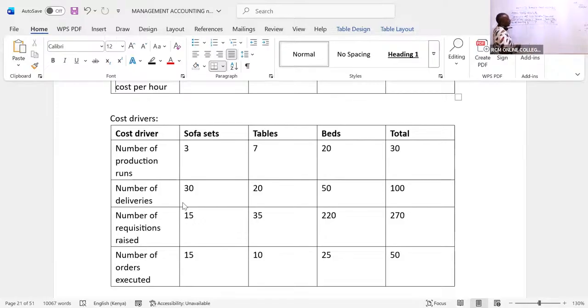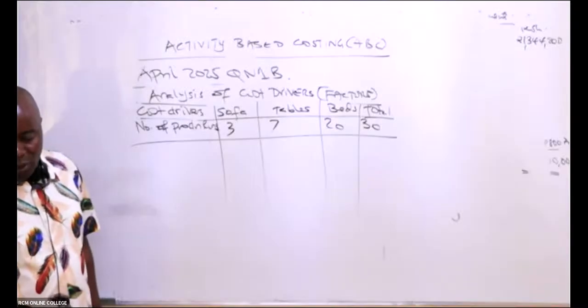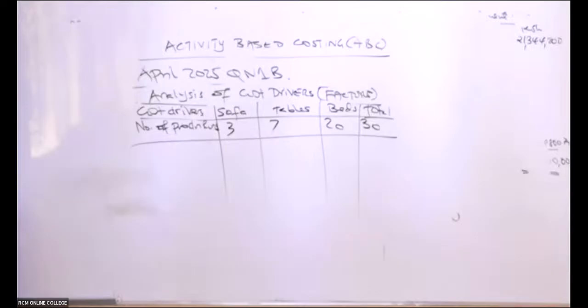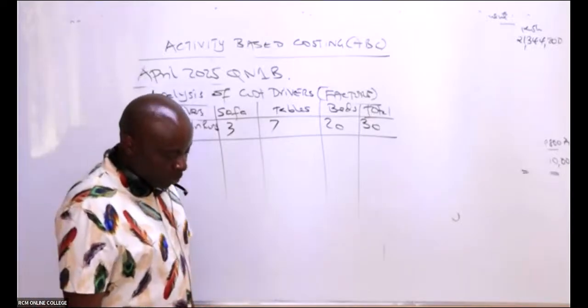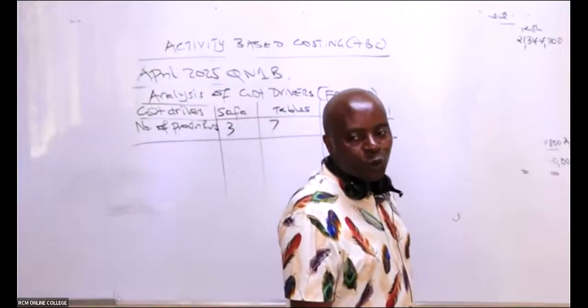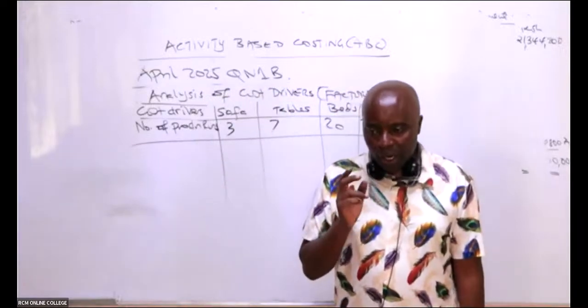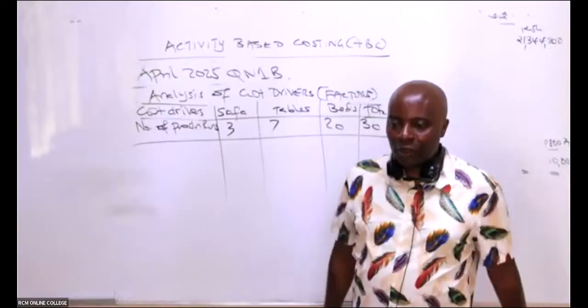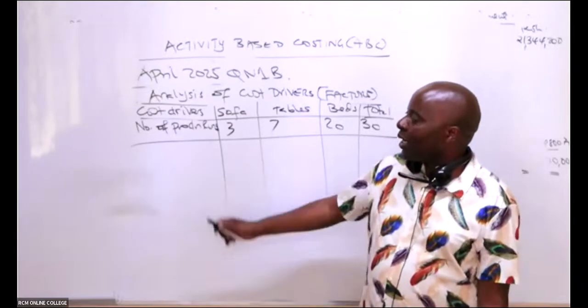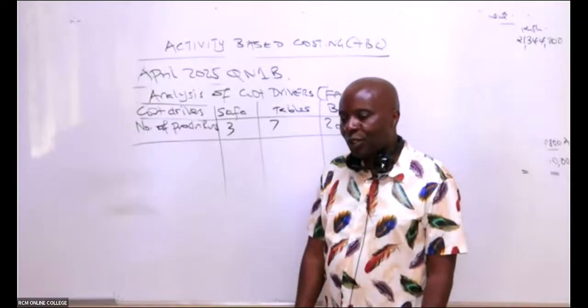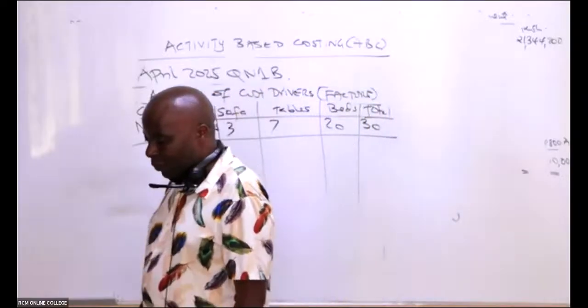Let me just drop my screen here for the online students to see the structure of my table. So you're doing analysis. Whenever they tell you to use activity-based costing, first of all, you must do an analysis of the cost drivers. Very, very important. The first one we have here is number of production runs.